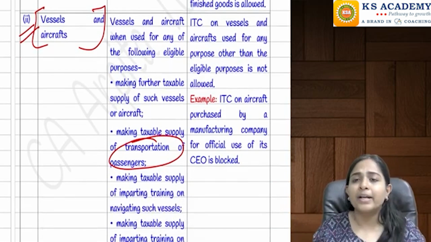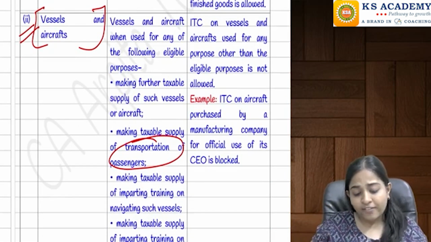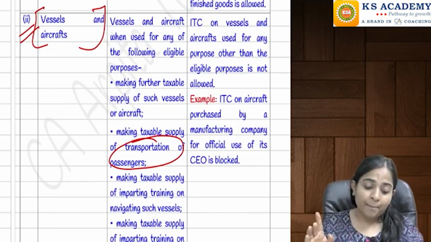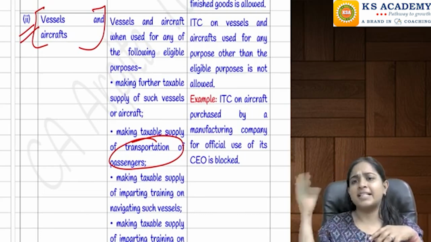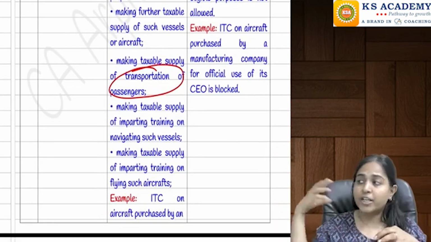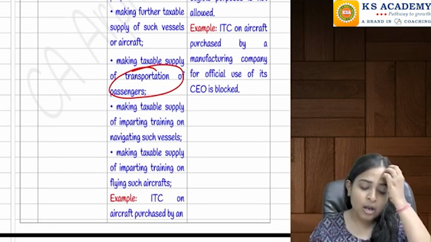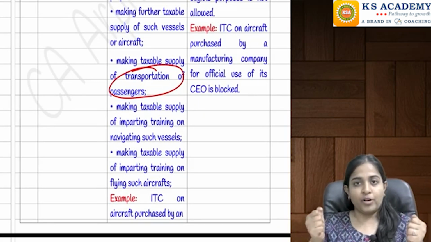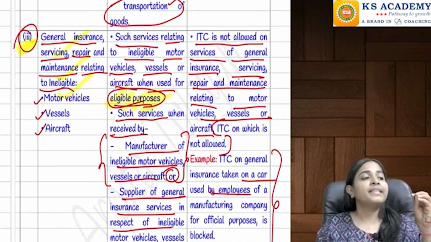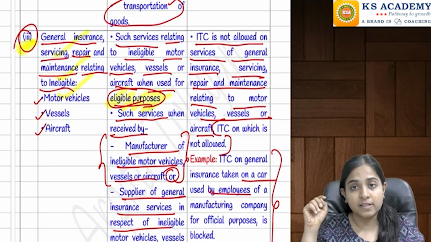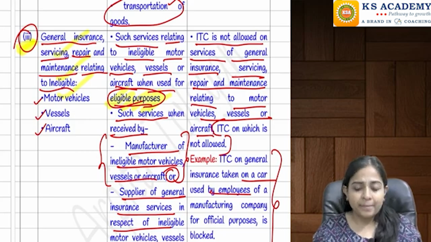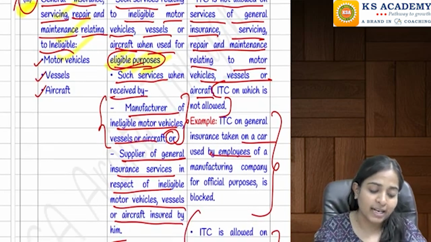Same point is applicable for vessels and aircraft also. For vessels and aircraft, normally if I purchase a vessel or aircraft, input tax credit on the same is blocked. But if I am purchasing a vessel or aircraft and selling it, no problem, credit is not blocked. Or if I am purchasing a vessel or aircraft and using it for transportation of passengers or transportation of goods, no problem. Or if I am giving training on flying the aircraft or navigating the vessel, no problem. If I am using that vessel or aircraft for transportation of goods, courier services via flight also happen, if we are using it for that particular purpose, no problem. No problem means the ITC on that is not blocked, that is, it is available.